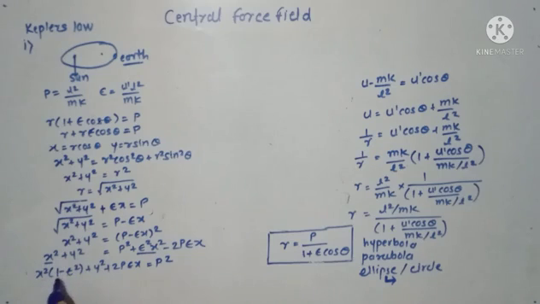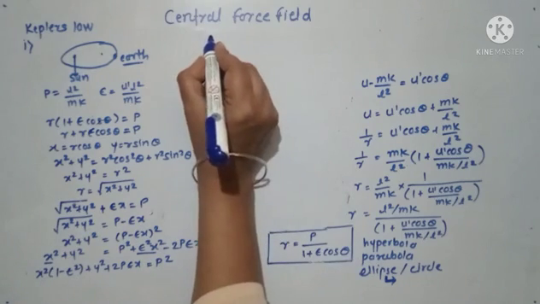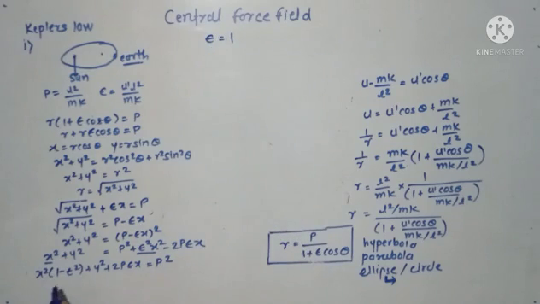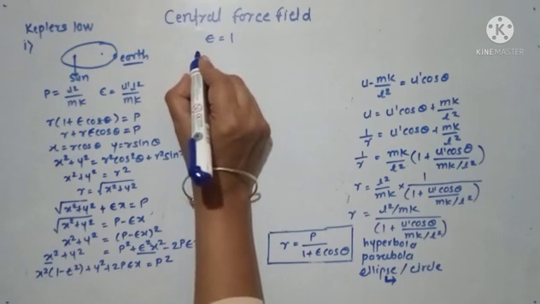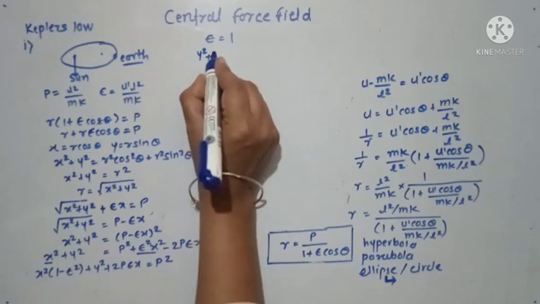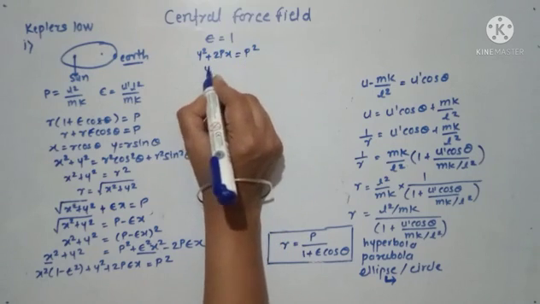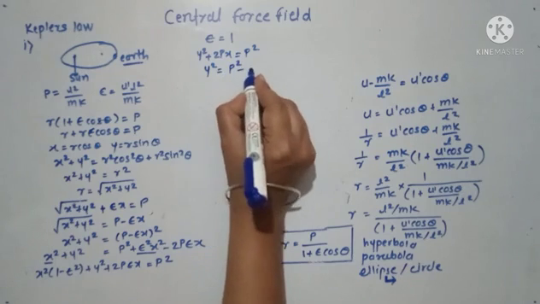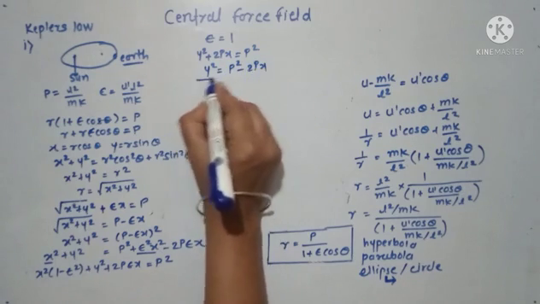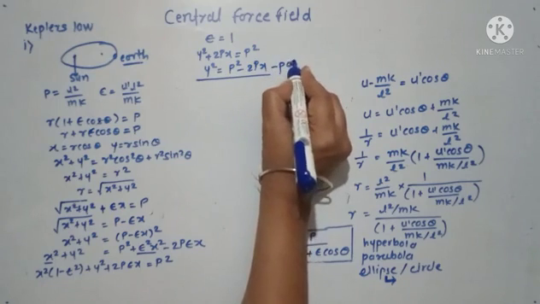So when I put different values of epsilon, such as 1 and 0, I will get the different conic sections. This is the general equation for the conic section. Let us put the value of epsilon as 1. This term will become 0 and this term will become 2px. So the equation will be y² + 2px = p², or y² = p² − 2px, which is the equation of the parabola.